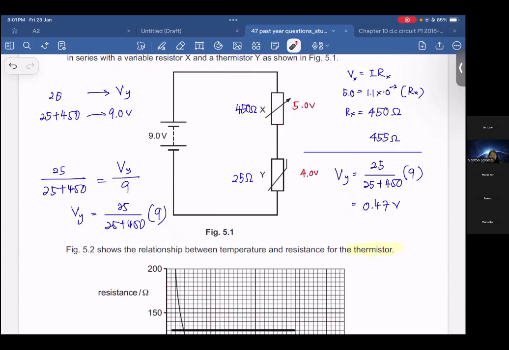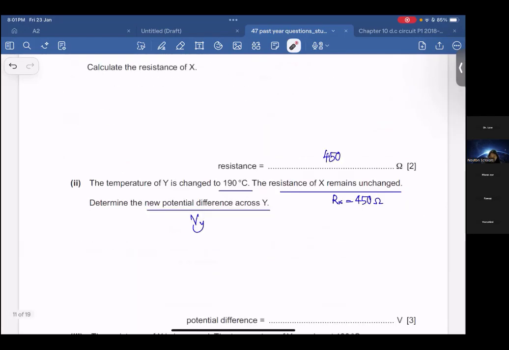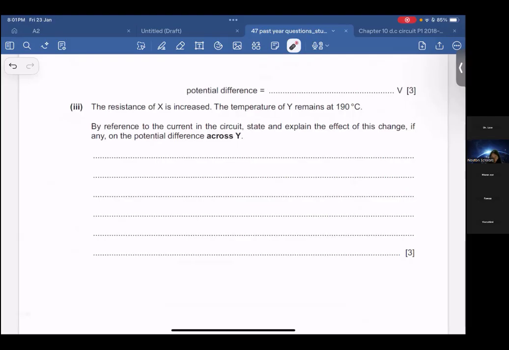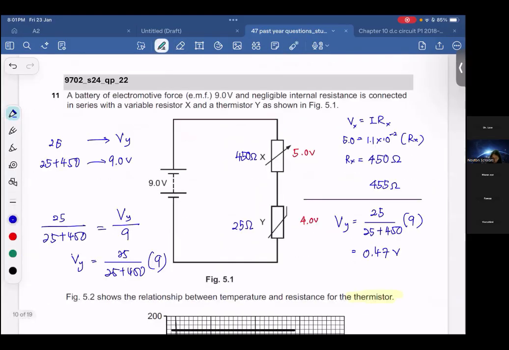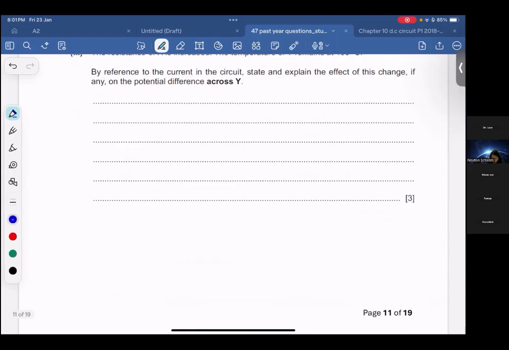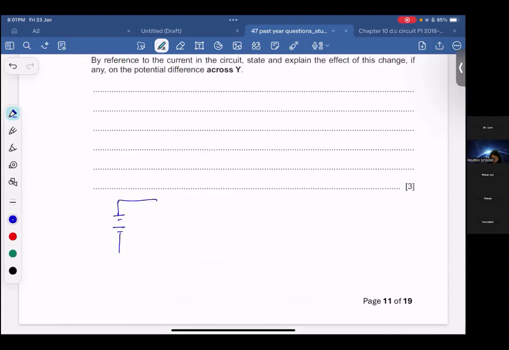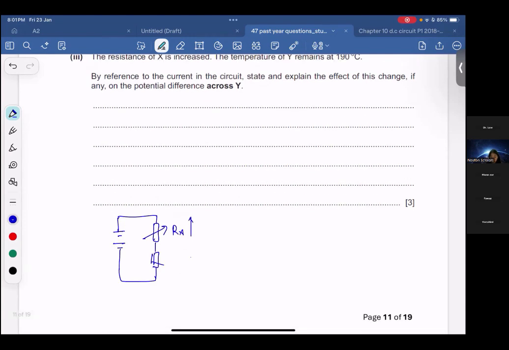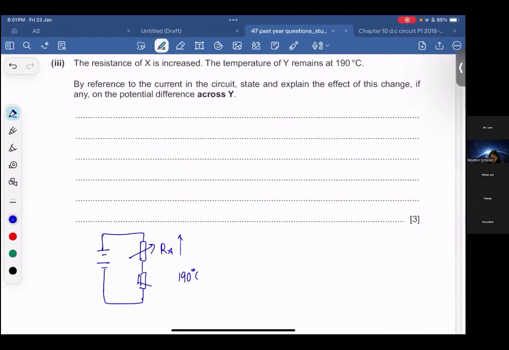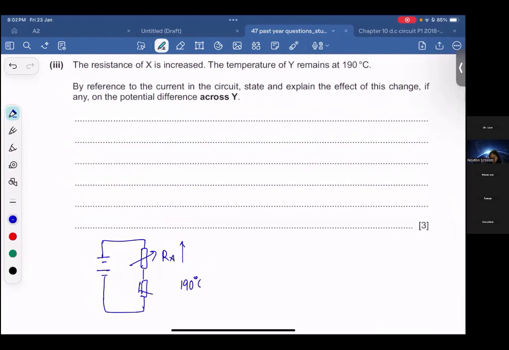Fatima, okay. Okay, dear, the question said that resistance X is increased. Resistance X is variable, so here maybe I can draw a variable resistor like this. Rx will increase, temperature remains, Ry remains at 190 degrees Celsius. So by reference to the current in the circuit, you need to mention what happened to the current. State and explain the effect of this.